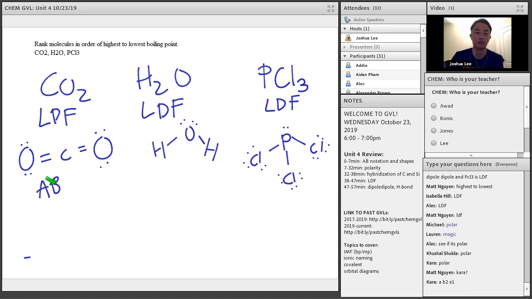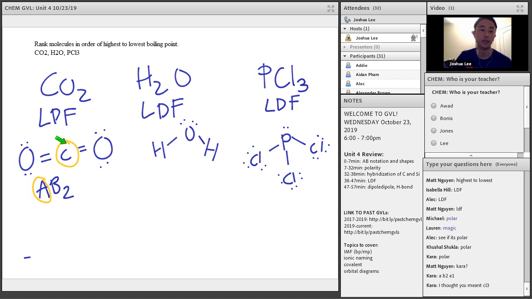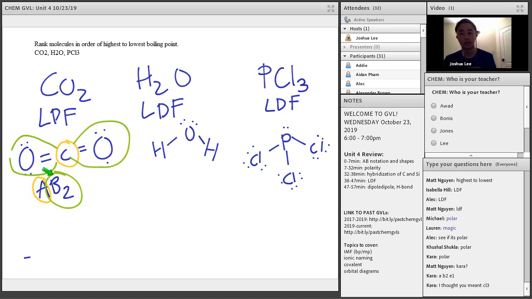Just AB2. So remember, in the AB notation, A is the central atom, and everything is describing A. B would be the two oxygens attached to carbon. Then you circled everything. I thought you meant Cl3. That's still wrong.